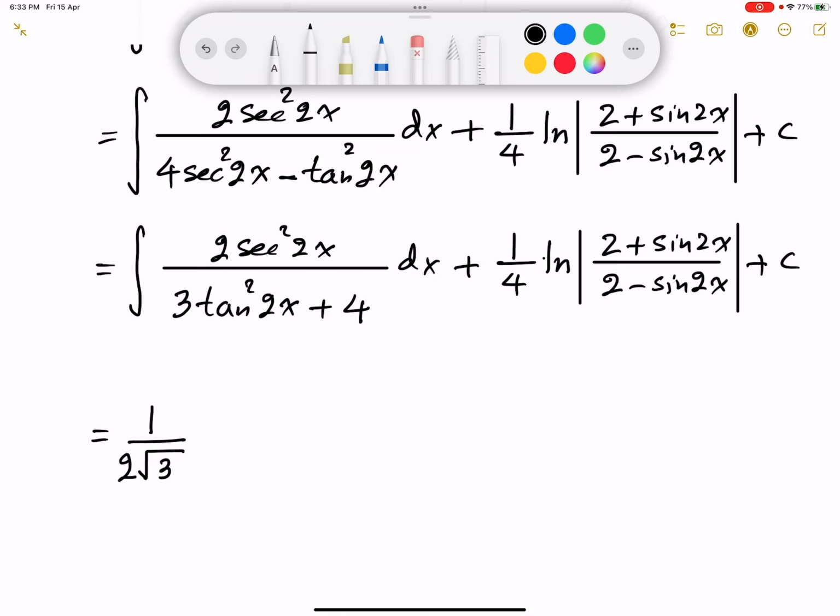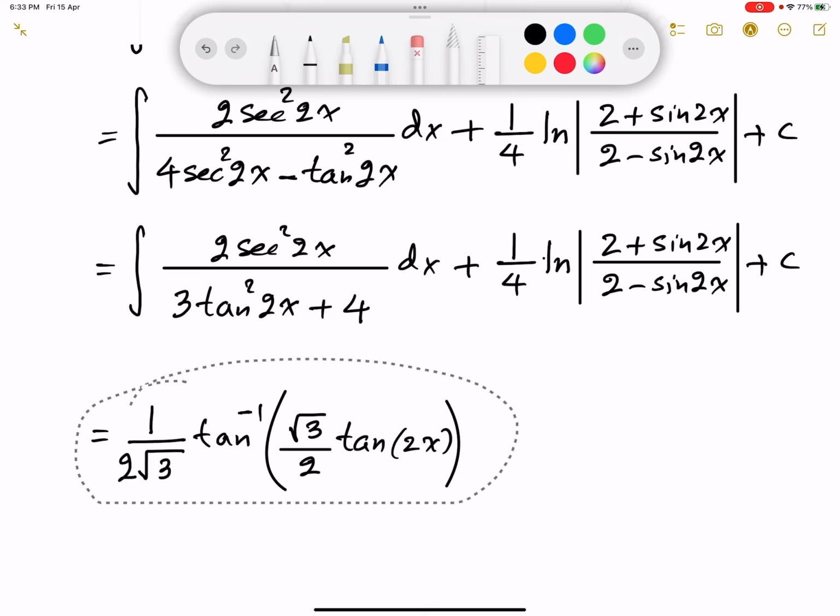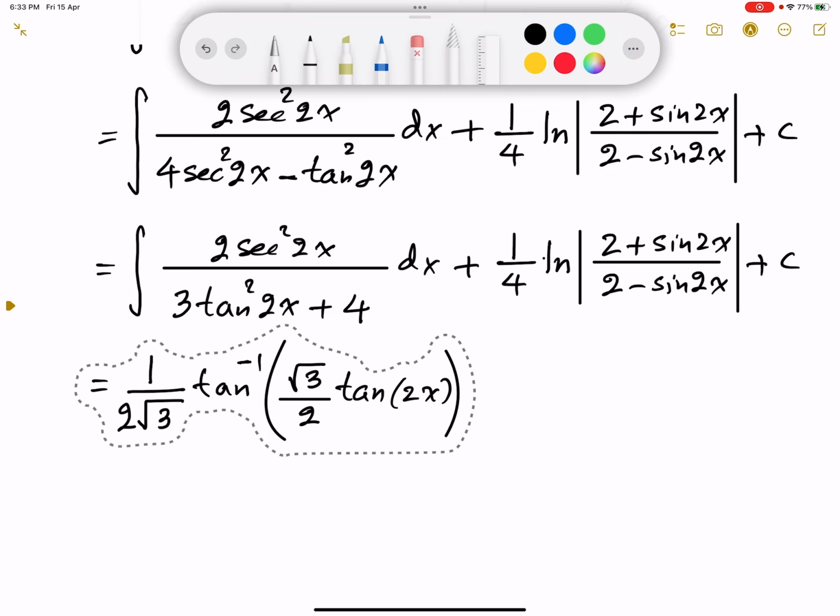So that's going to give us tangent inverse of the squared quantity, which is the square root of 3 tangent of 2x, divided by the squared constant, which is 2. So that is the answer for the first integral. Of course we can go ahead and do u substitution, but I would prefer to do it right away like this. That would save time and space here. And the second part is exactly the same.